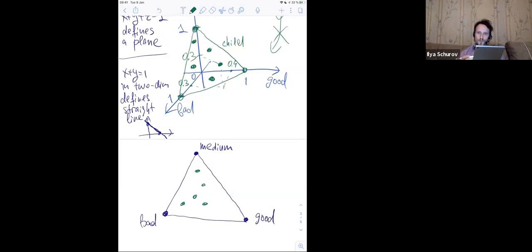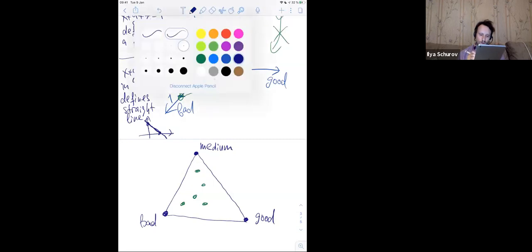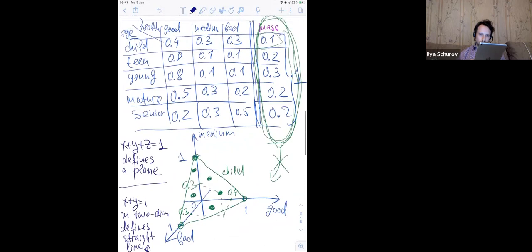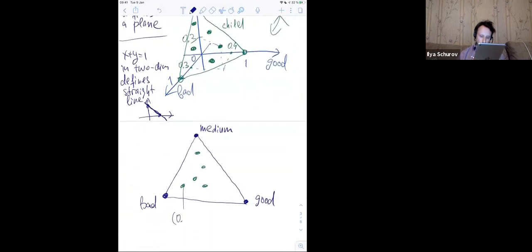How to interpret these points on this picture? In fact, let us consider this point. This point is close to this bad, and it is equally distant from medium and good. It means that in the corresponding row, we have a large value that corresponds to bad, and much smaller values that correspond to medium and good. So this point is probably something like 0.8, 0.1, 0.1. And so on.